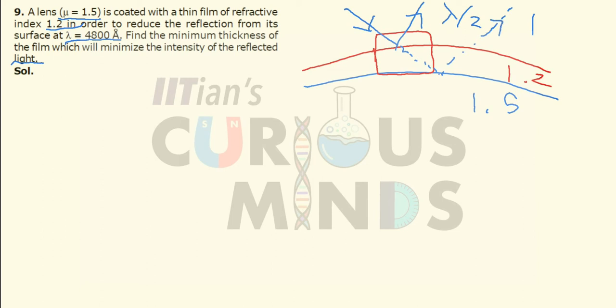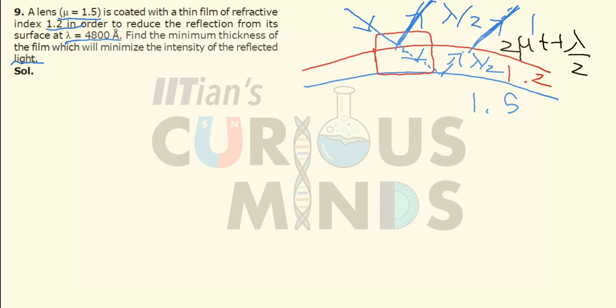Again, if I consider between the incident ray and this ray, there will be a path difference of lambda by 2. But now if I consider between this ray and the ray that is reflected the second time, I can say that the path difference will be equal to 2 mu t. Basically it will be equal to 2 mu t plus lambda by 2.